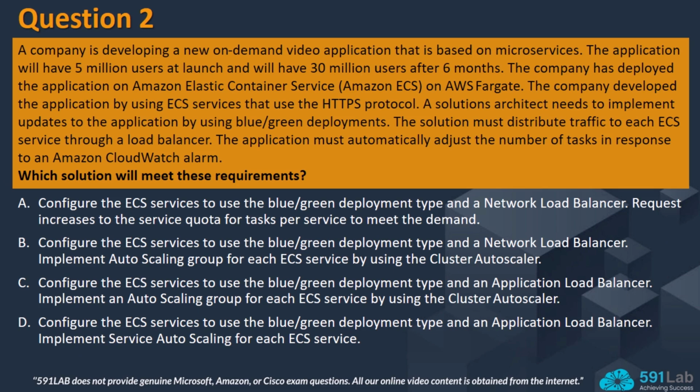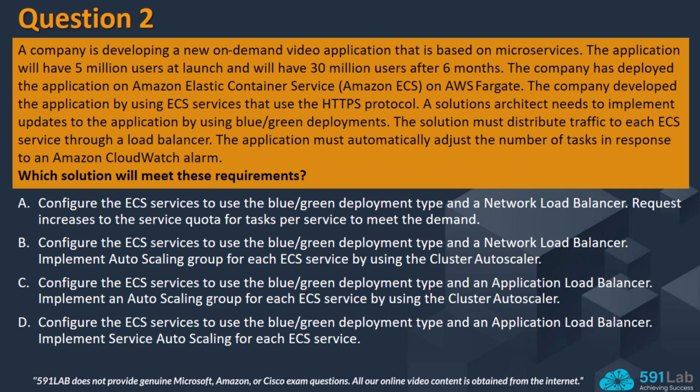Question number 2. A company is developing a new on-demand video application that is based on microservices. The application will have 5 million users at launch and will have 30 million users after 6 months. The company has deployed the application on Amazon Elastic Container Service on AWS Fargate. The company deployed the application by using ECS services that use the HTTPS protocol.